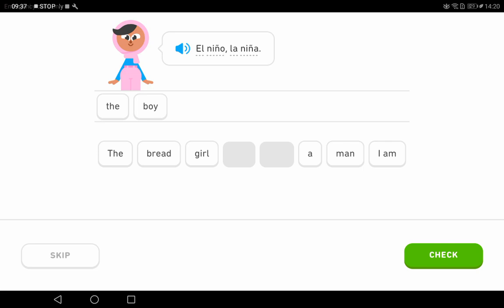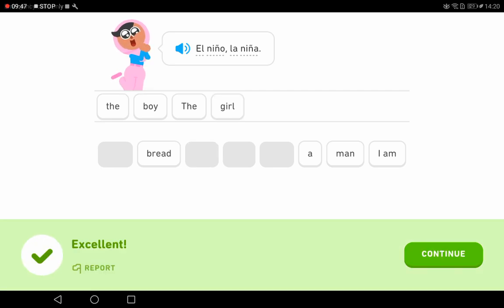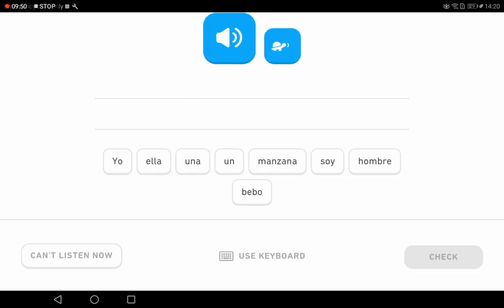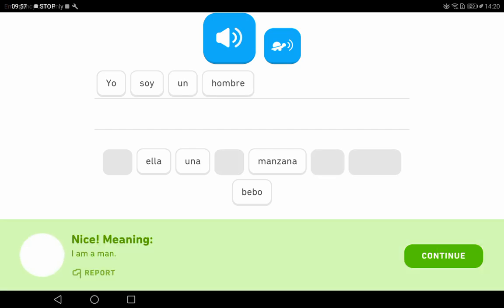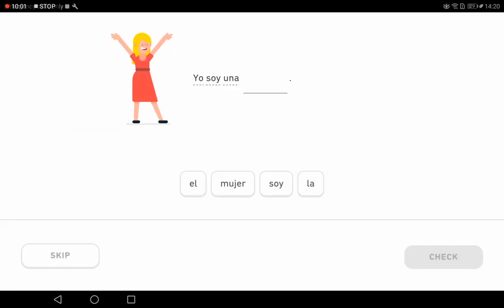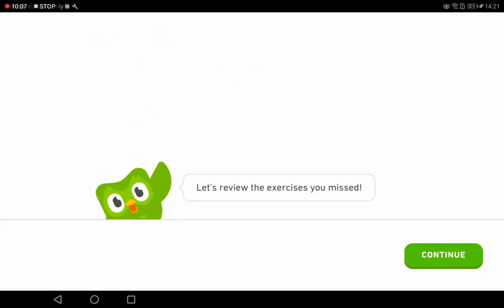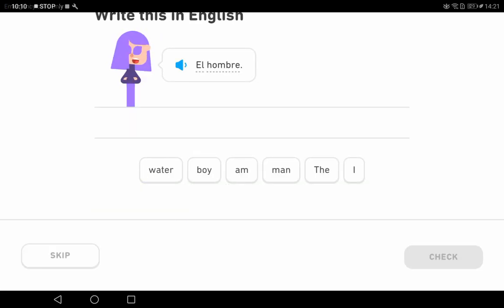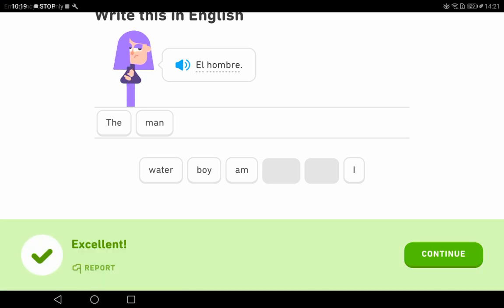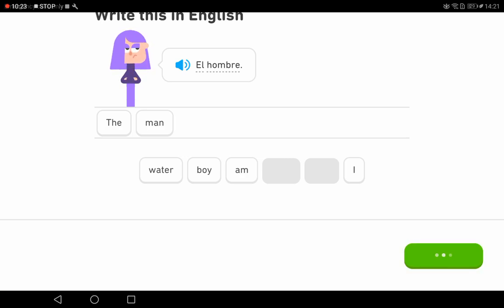Pero the boy, the man, the girl. That's the thing, I put it back. The girl. Yo soy un hombre. Yo soy un hombre. Hombre. Yo soy una mujer. Mujer. Let me do the exercises you missed. El hombre. The man. One mistake, so I lose a heart.